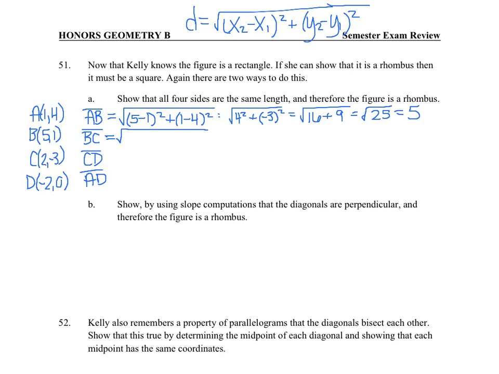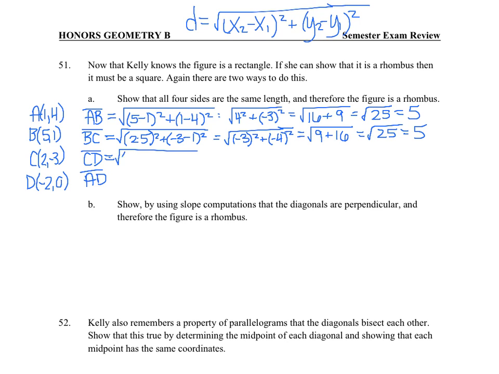BC, the square root of (2 minus 5) squared plus (negative 3 minus 1) squared. This is going to be equal to 2 minus 5, which is negative 3, squared, plus negative 3 minus 1, which is negative 4, squared. This is equal to negative 3 squared, which is 9, plus negative 4 squared, which is 16. 9 plus 16 is 25, and the square root of 25 is 5.